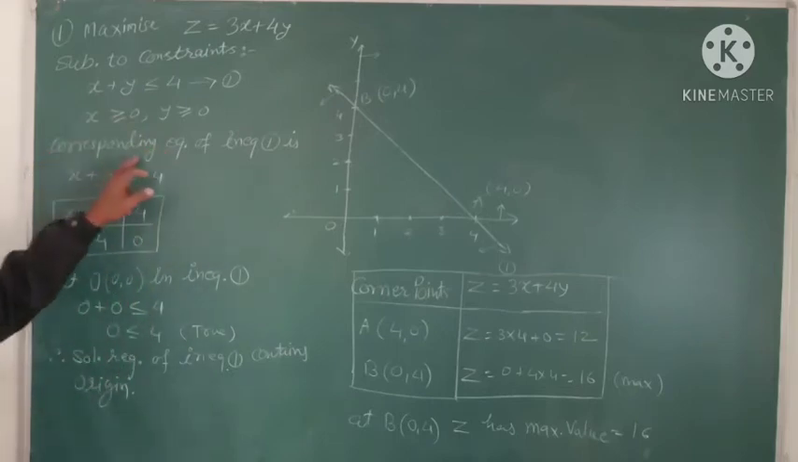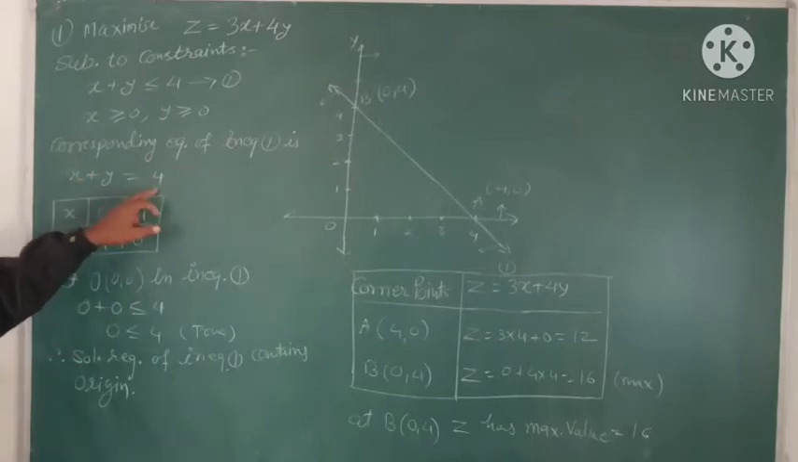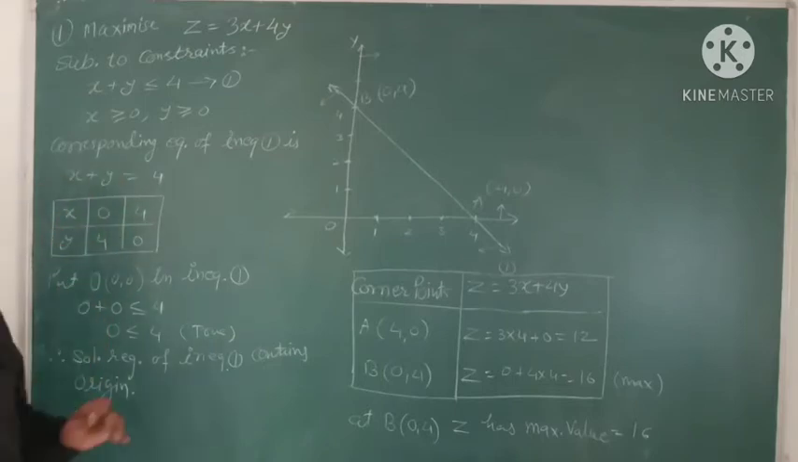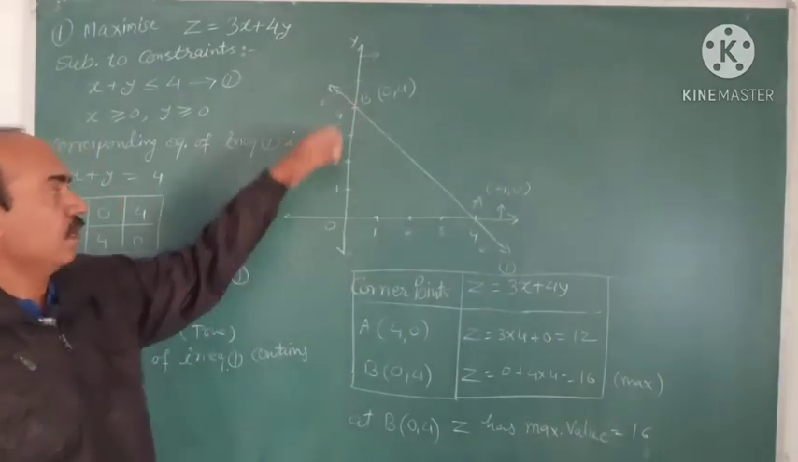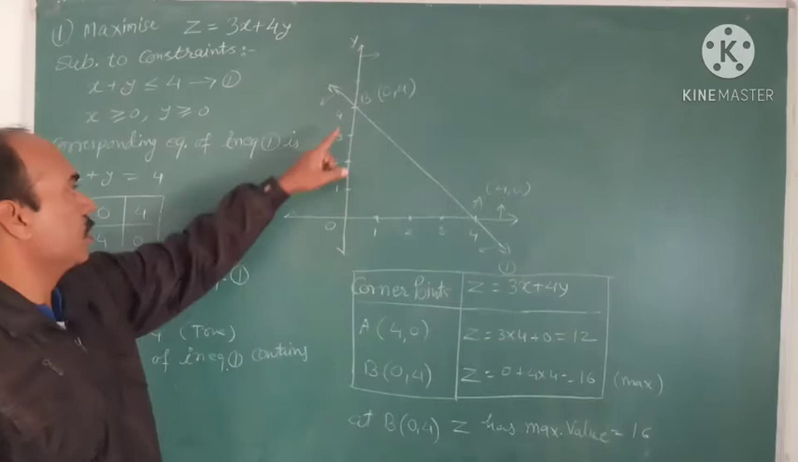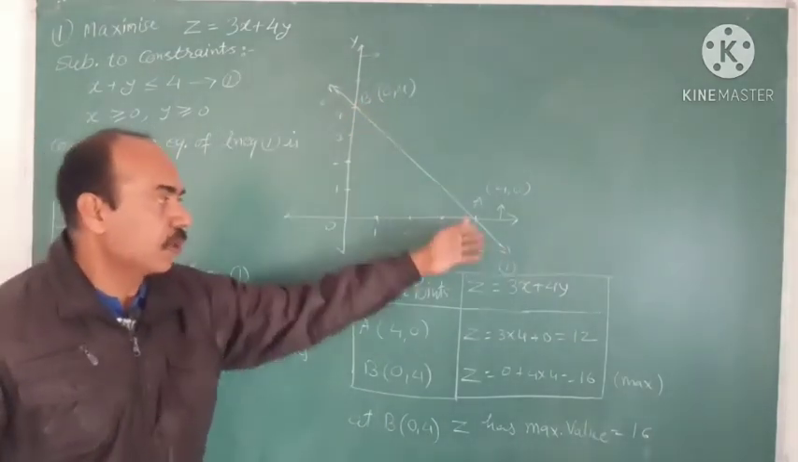First, the corresponding equation of inequality number 1 is x plus y equal to 4. When we put x equal to 0, you will get y equal to 4. When y equal to 0, then you will get x equal to 4. Now draw the graph of this equation. So this is the x-axis, y-axis, and 0 comma 4 and 4 comma 0. First draw this line.